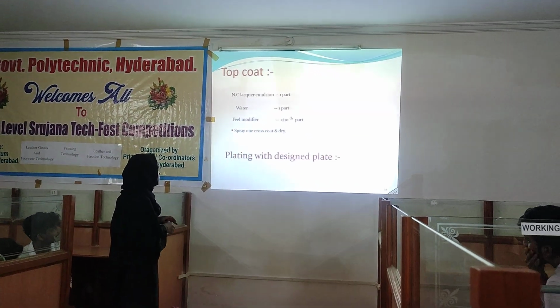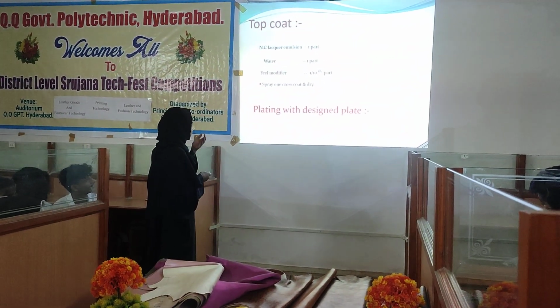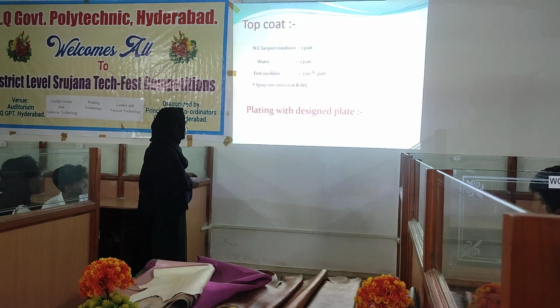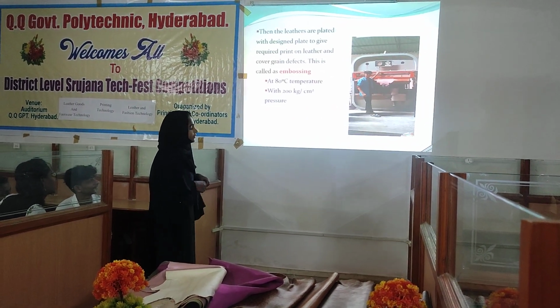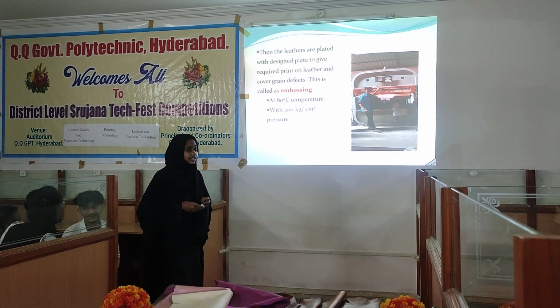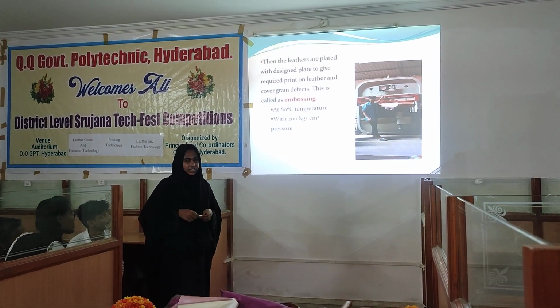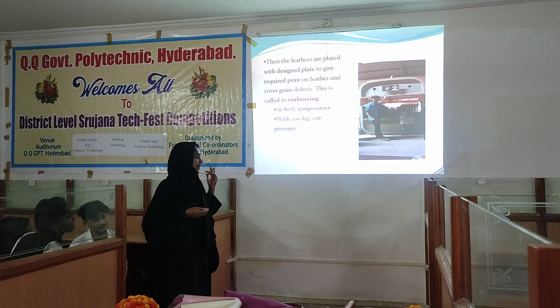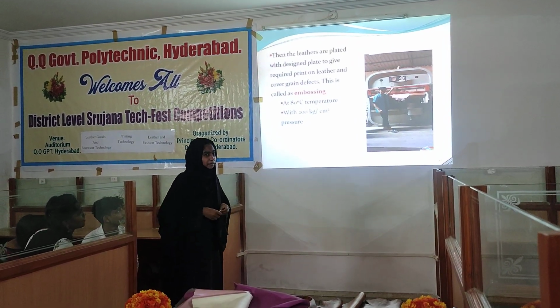Top coat chemicals we have also used here. 1 cross coat and will dry. Plating with design plates. Plating with different designs of plate is called embossing, and the temperature is different from the normal one. This is at 80 degrees and that is at 60 degrees temperature, but pressures are the same.